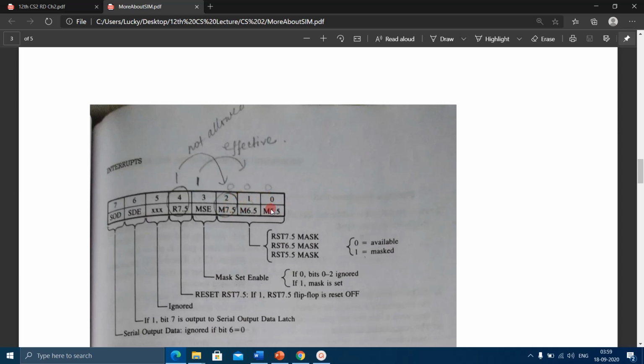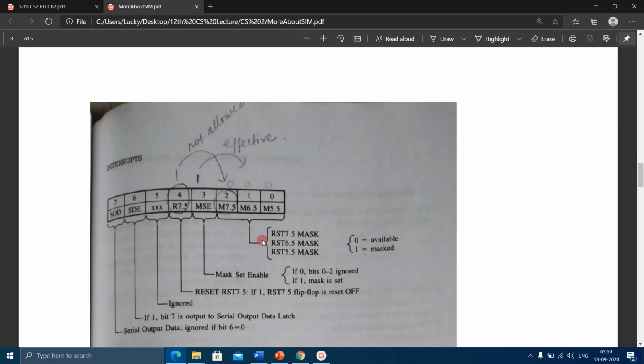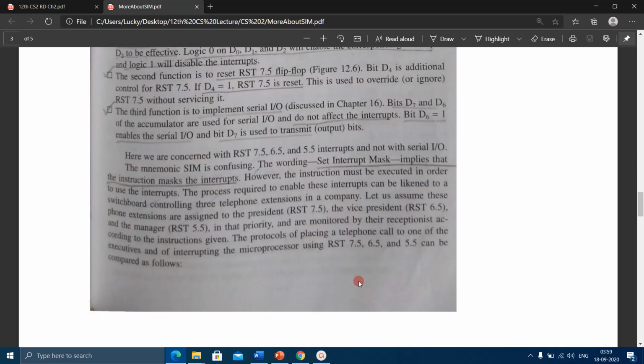You can relate these bits to instructions given by the President, Vice President and the Manager. Then only these bits will have some meaning. When the receptionist is present, only then these bits will have meaning. So when MSE is 1, these bits will have some meaning. When MSE is 0, there is no use of these bits because the receptionist is absent, so the calls will be directly sent to the respective executive. So this is the analogy used here.